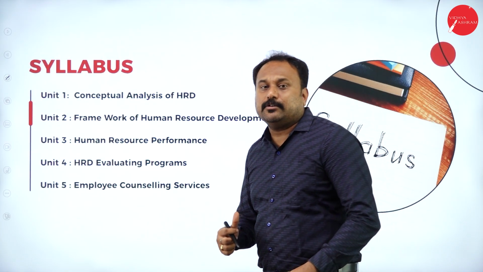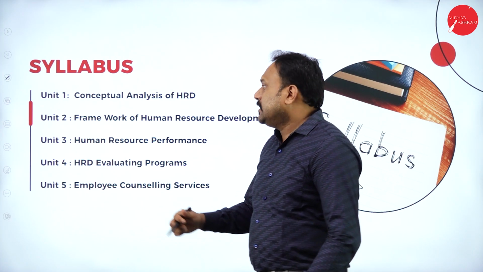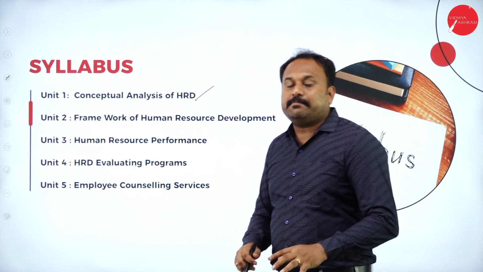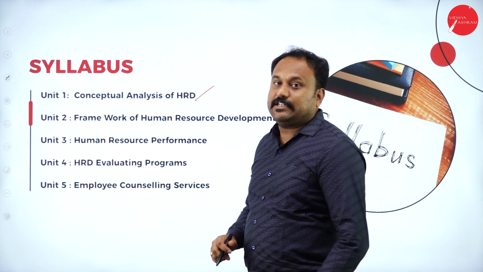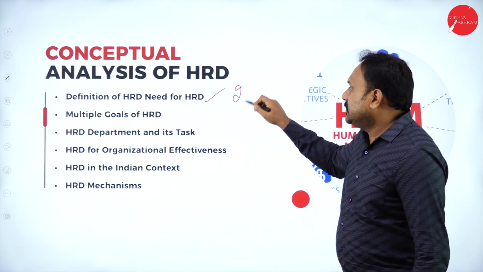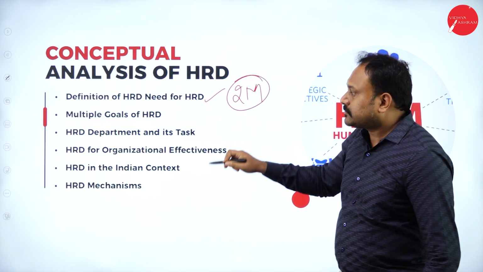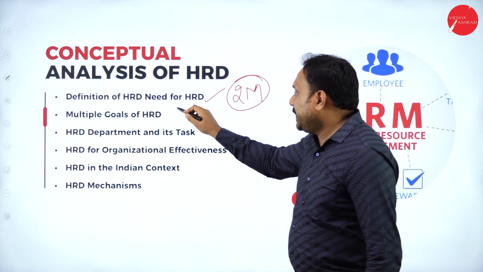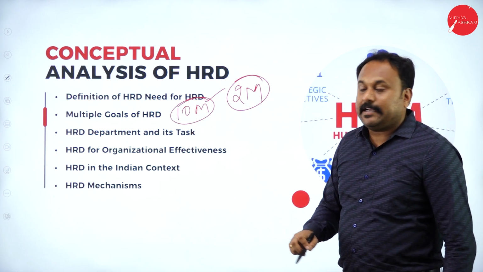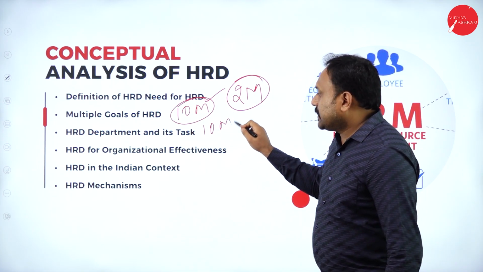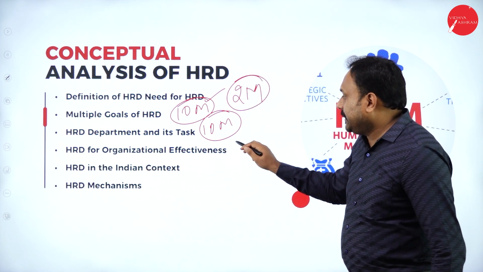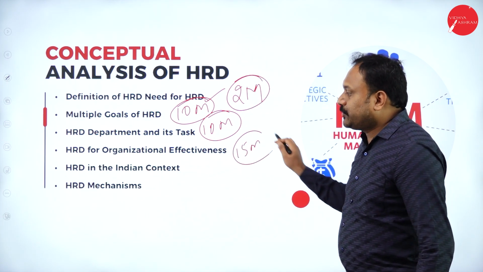Now the syllabus, I told you 5 units are there. The first one is the conceptual analysis of HRD. So what will come in this conceptual analysis of HRD? That is the definition of HRD. Now this is a 2 marks question. Multiple goals of HRD, a 10 marks question. HRD department and task can come for 10 marks. HRD for organizational effectiveness, a 15 marks question.